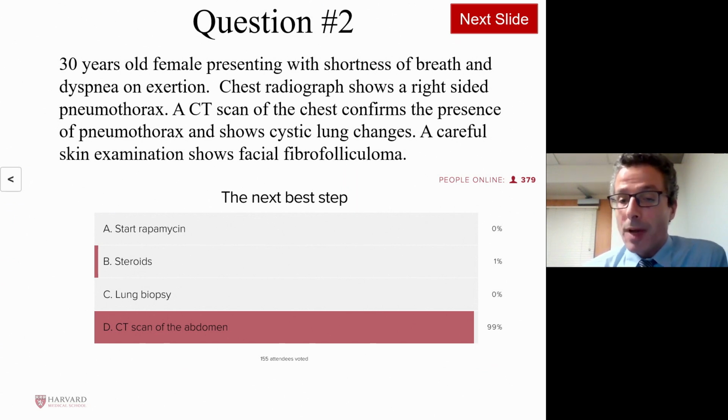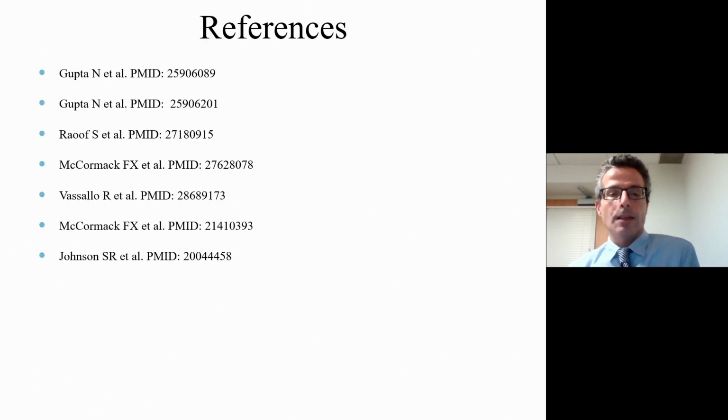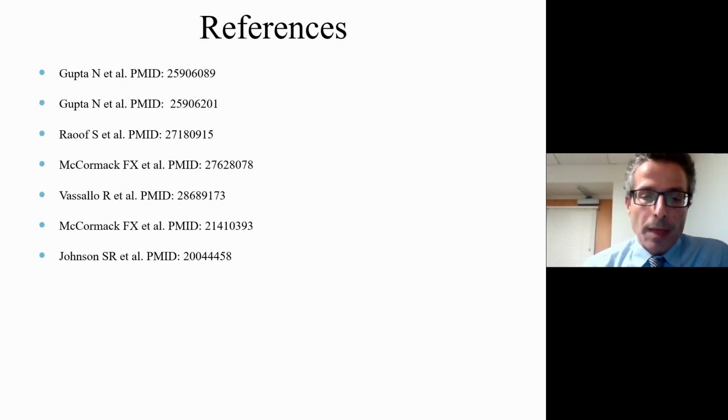So the next best step, obviously, after taking care of the pneumothorax, would be to scan the abdomen looking for kidney tumors, because that invariably will decide the outcome of patients. BHD is autosomal dominant, so the sex distribution is the same amongst males and females. And this is the answer. That's it. These are some references with the PMID number for additional reading if you choose to.